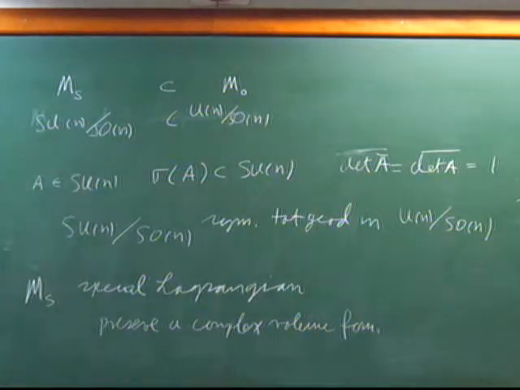Right, this is determinant 1 inside U(N). If it preserves some kind of volume form, that would imply determinant 1. But now it has to be a complex one. Have you seen that before?